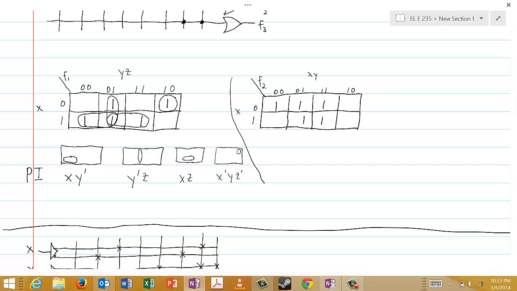Now, if we look for the essential 1 cells, because our next step, of course, is to identify essential prime implicants, we see that this is essential, as is this, as is this, and as is this. And so since this 1 cell is essential, x y prime is essential, and since this is essential, y prime z is essential, and since this is essential, xz is essential, and then finally, since this is essential, x prime y z prime will be essential.